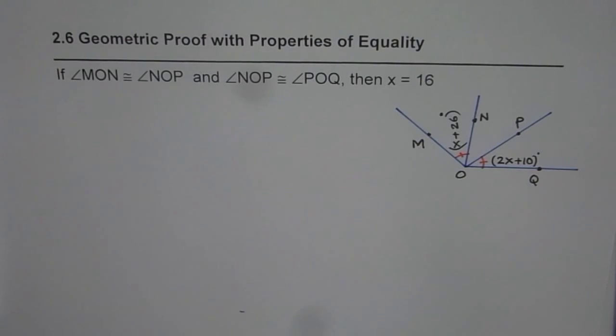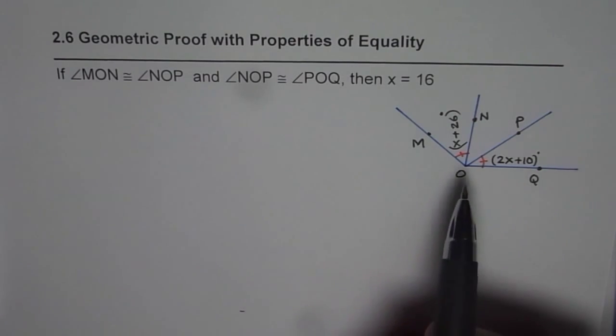I'm Anil Kumar, and in this video we are going to explore how to write a geometric proof for a situation. In this case, it is a conditional statement using properties of equality. Refer to the diagram given here.